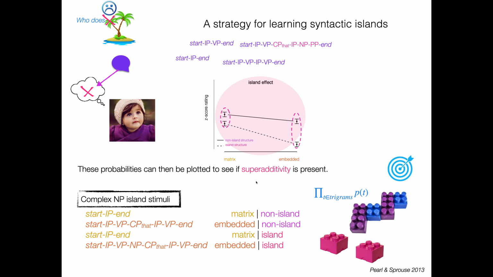Then these probabilities can be plotted to see if we see that same super additive pattern, which shows up again as non-parallel lines. Now here, these are from the adult judgments, so this is a z-score rating. What we're going to replace this with is probability. When z-score rating was higher, that was better, and just the same, higher probability is going to be better. So it's going to look very, very similar. We're going to be looking for that same non-parallel line structure.